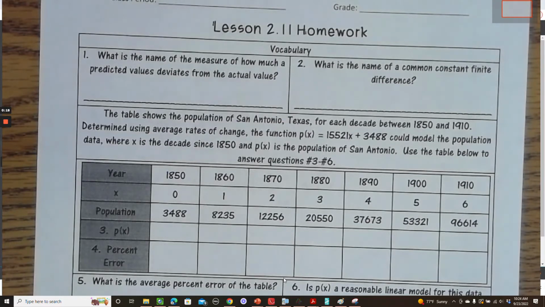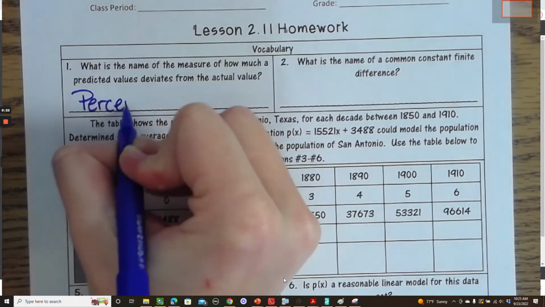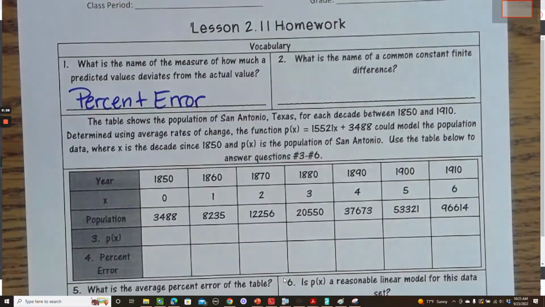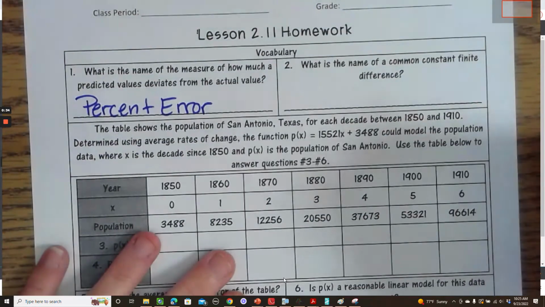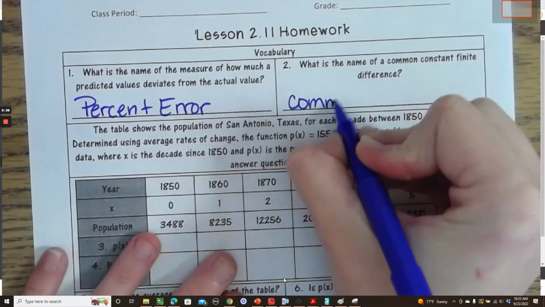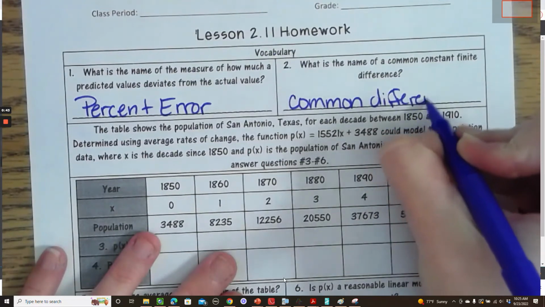So the method we're going to use today is actually our first vocab word. We're going to use percent error. So it says, what is the name of the measure of how much a predicted value deviates from the actual value? All right, and then number 2, what is the name of a common constant finite difference? That is a common difference.